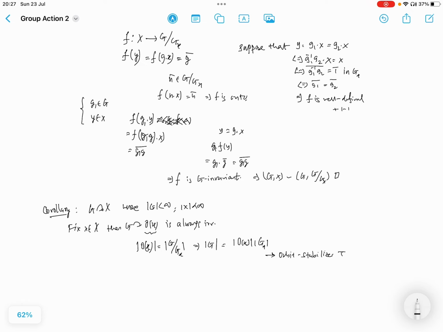Orbit stabilizer. That is, the cardinality of the orbit of X is the same as the index of the group stabilizer of X inside the group G. Yeah. So this is your orbit stabilizer. This is an easy corollary in case both of them are finite. So that's one of them.